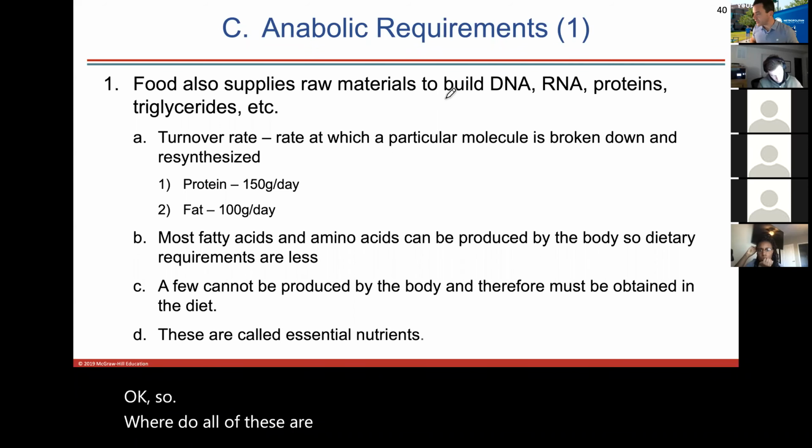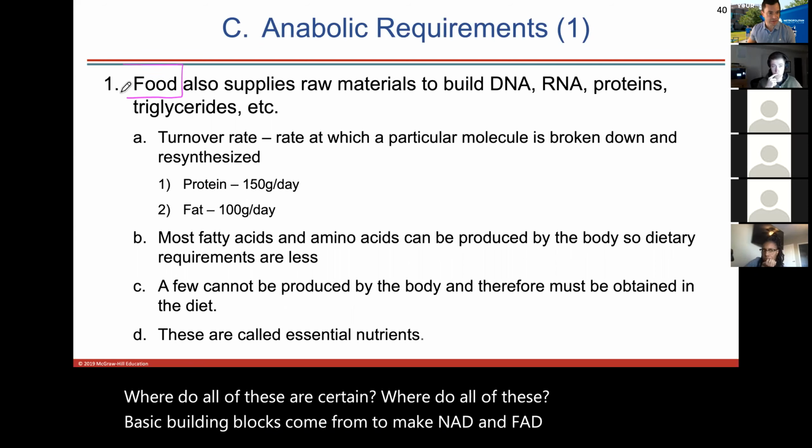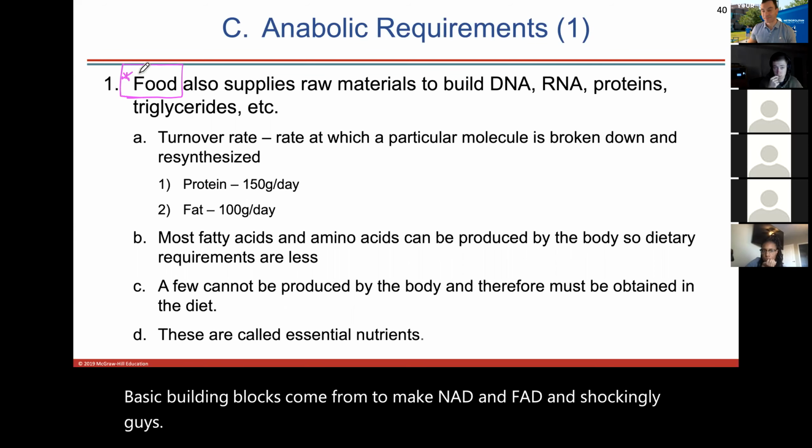Where do all of these basic building blocks come from to make NAD and FAD? And shockingly, guys, that's food. Ta-da.